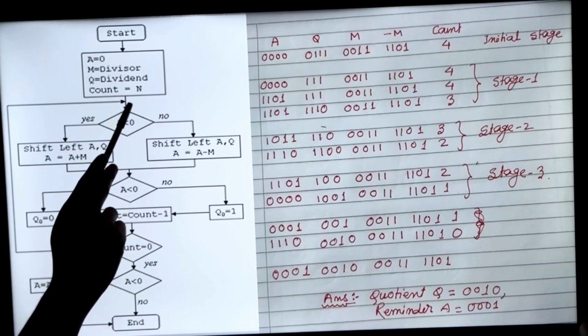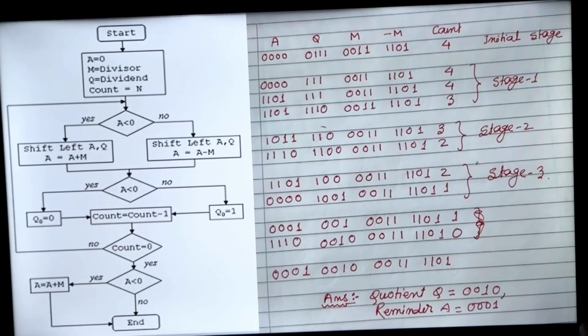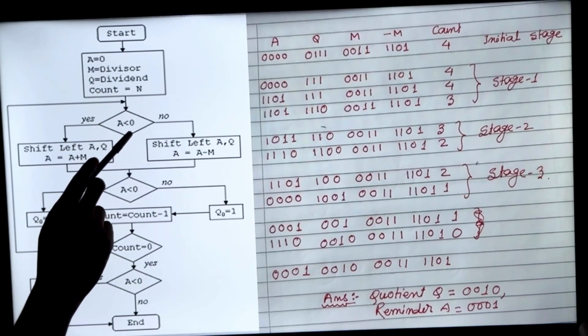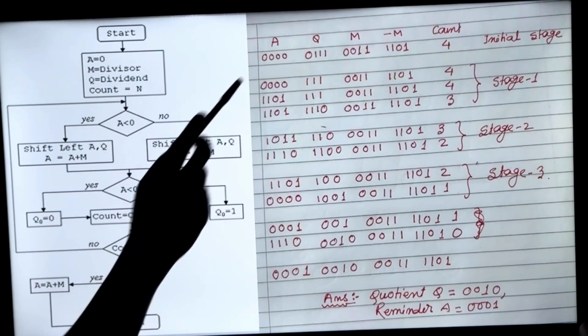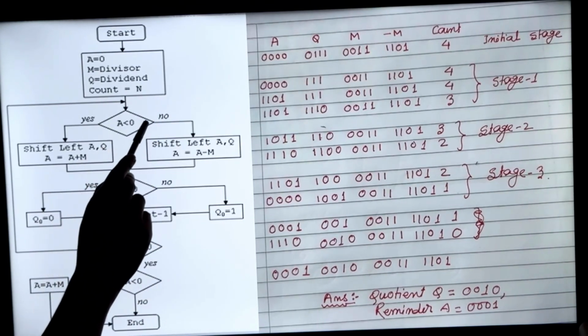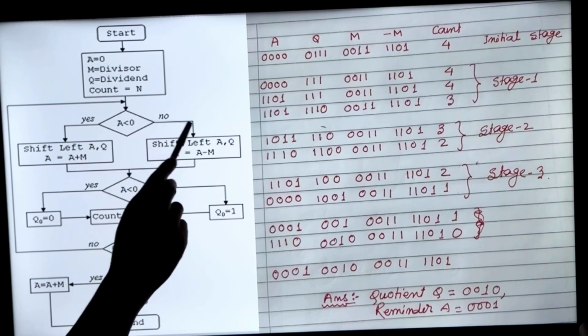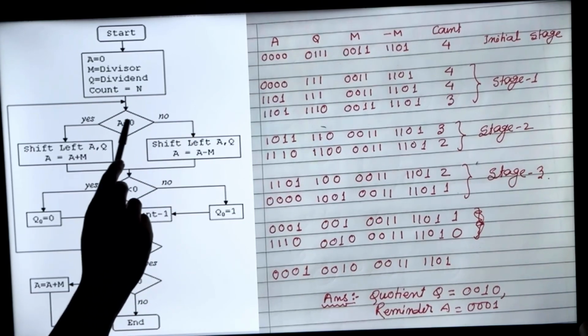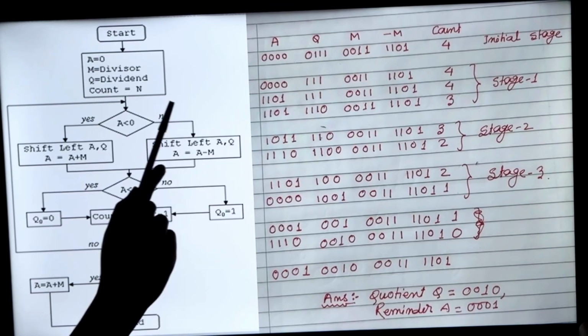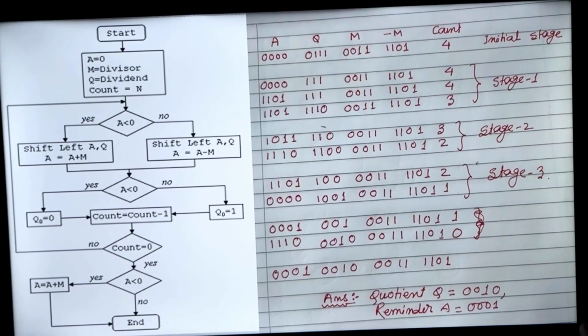Then immediately you have to come here. After initialization, immediately we have a conditional statement. Whether my A is less than 0, whether my A is negative or not. What is my A? 0000. It's not a negative number. If not, I will come to the right hand side. And what will I do? Shift left A and Q.